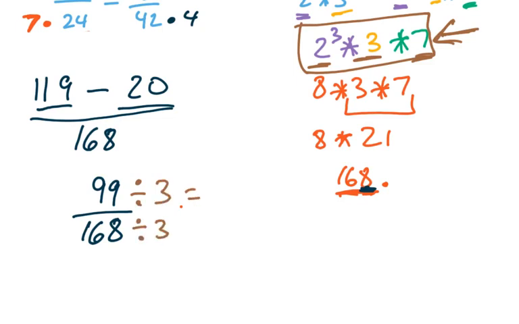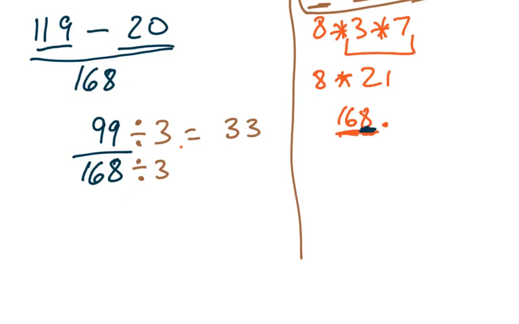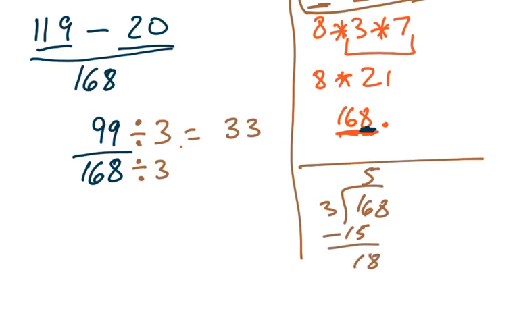So 99 divided by 3 is 33 because 9 divided by 3 is 3. 168 divided by 3, I'm just going to put that in over here. This is going to give me 56. So we have 33 over 56.